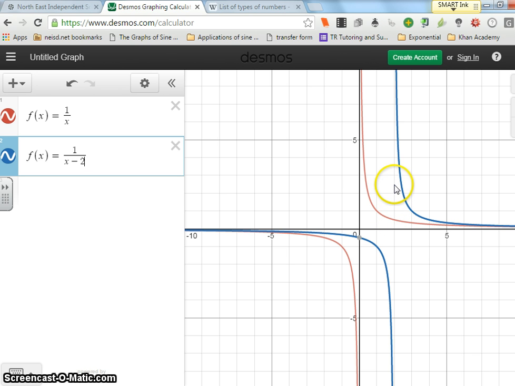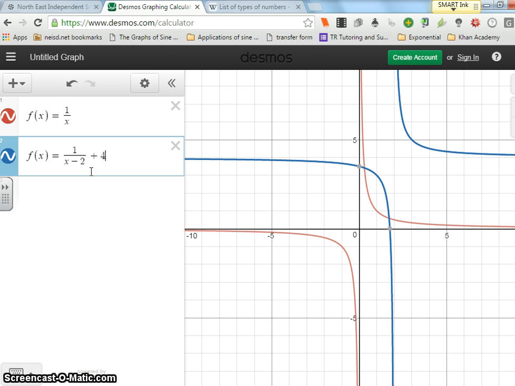And let's say I want to move this up 4. 1, 2, 3, 4. So then, at this point here, notice I'm still in the denominator. So you're going to arrow to the right on your keyboard, and we want to go up 4 units. See how the graph moved up 4 units?